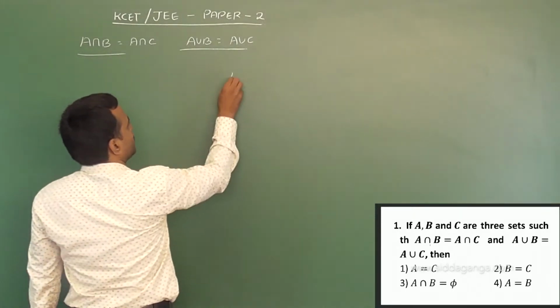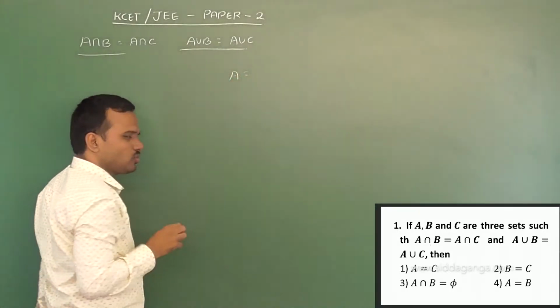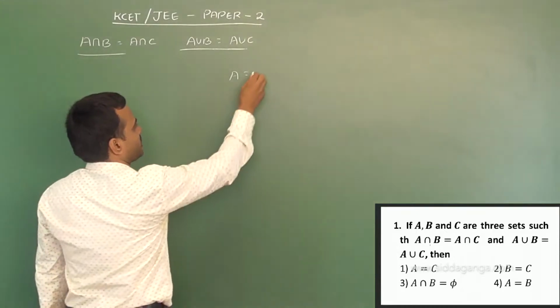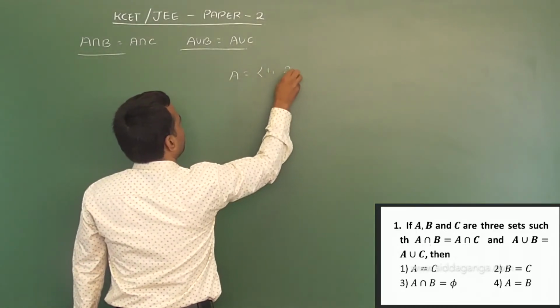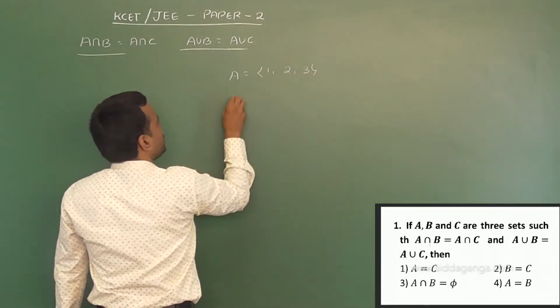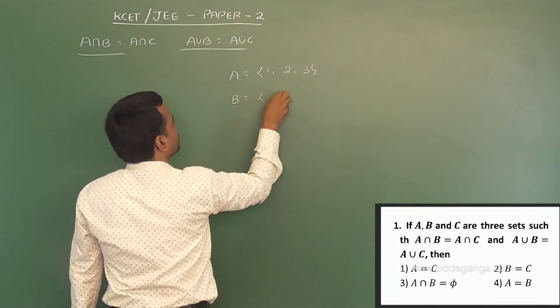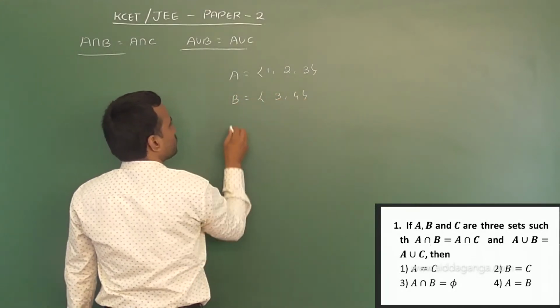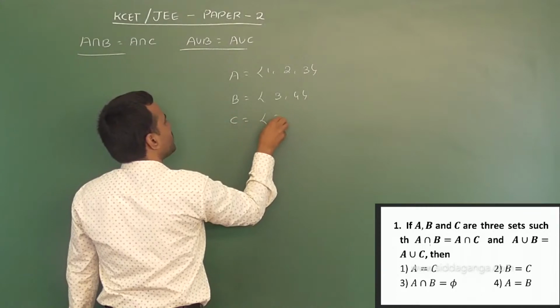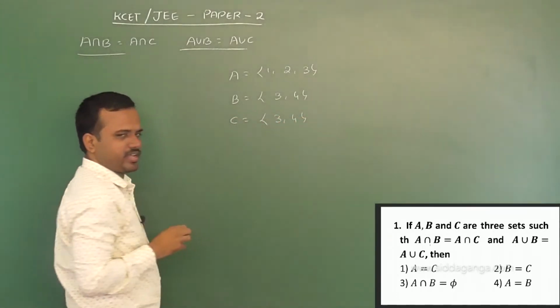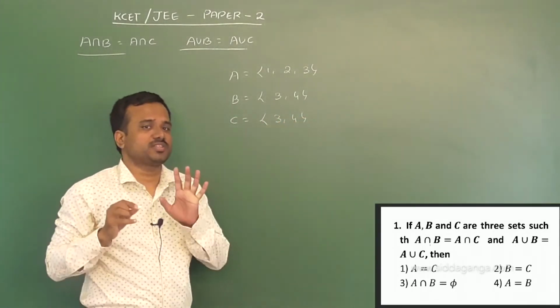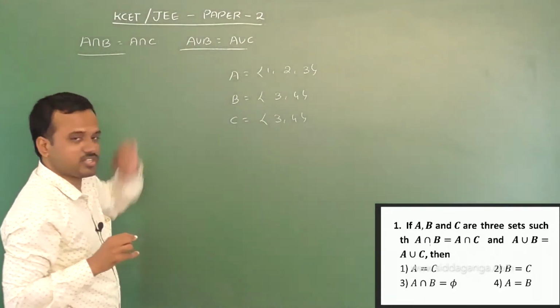I take three non-empty sets, simple sets. A is 1, 2, 3. B is 3, 4. C is also 3, 4. Means I take B is equal to C. We will see that it satisfies these two conditions.